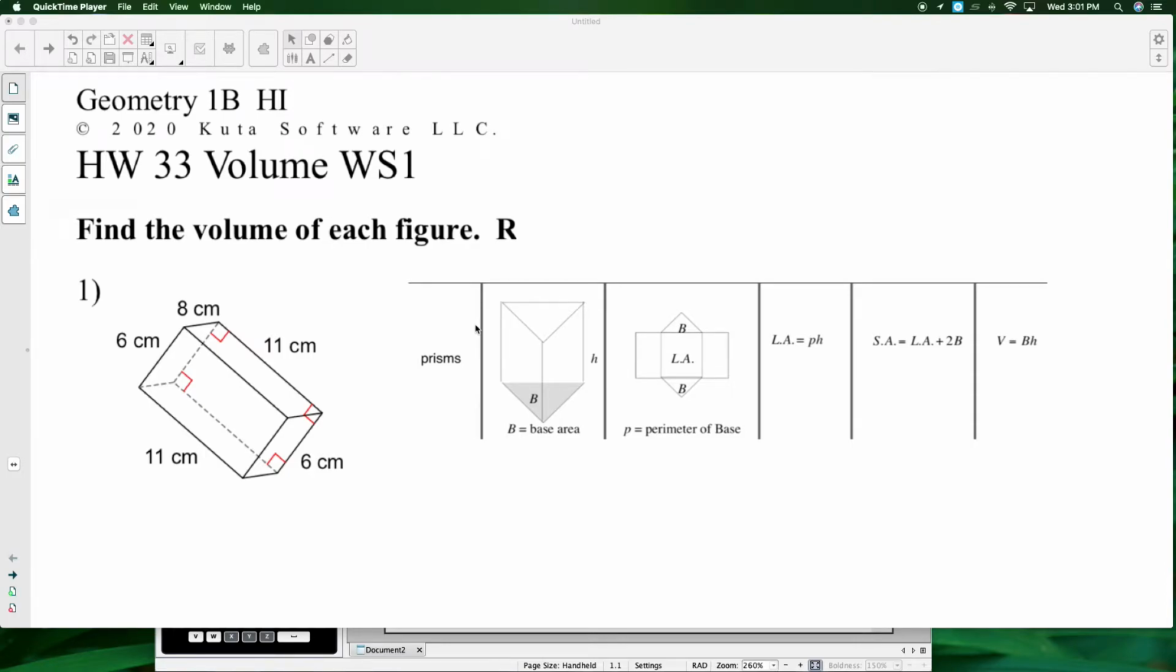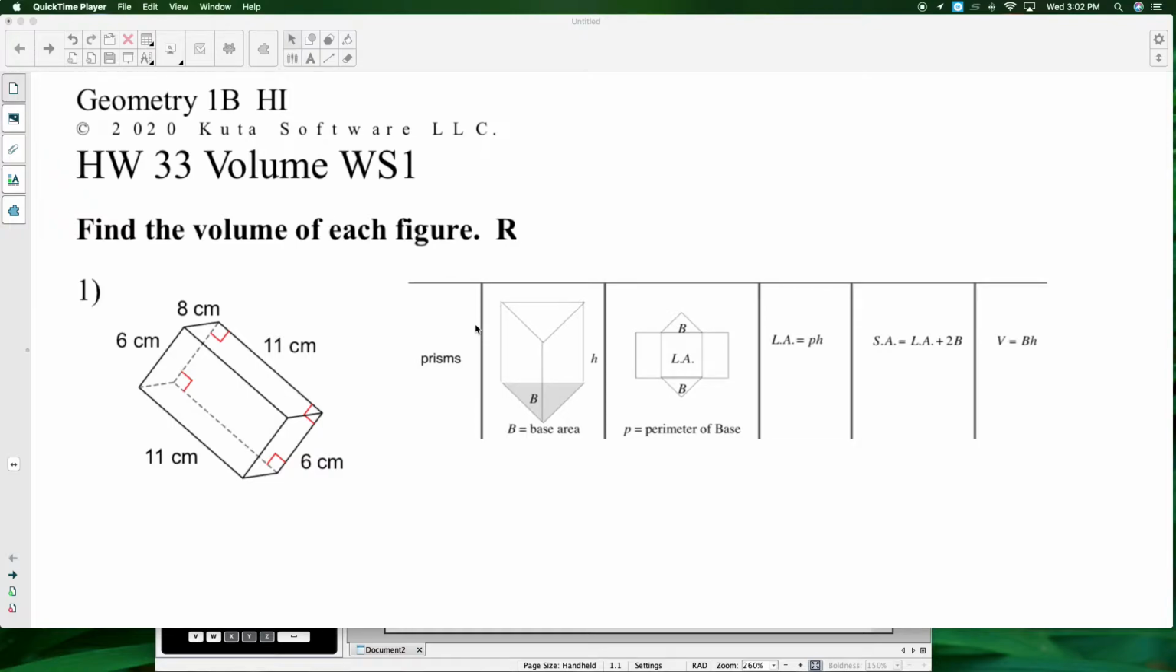We just wrapped up surface area, so we're going to move on to volume. This is worksheet 1. You are going to get homework 34, which is going to be volume worksheet 2. After those two worksheets, I'll assign a homework quiz, which will cover homework 33 and 34. However well you do on that quiz will determine your homework score for homework 33 and 34. Most likely I'll assign that on Tuesday of next week.